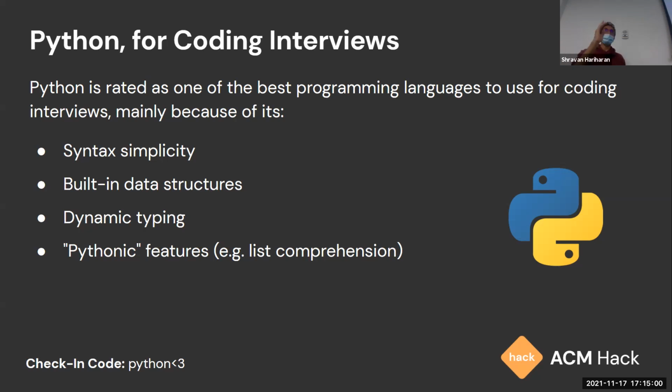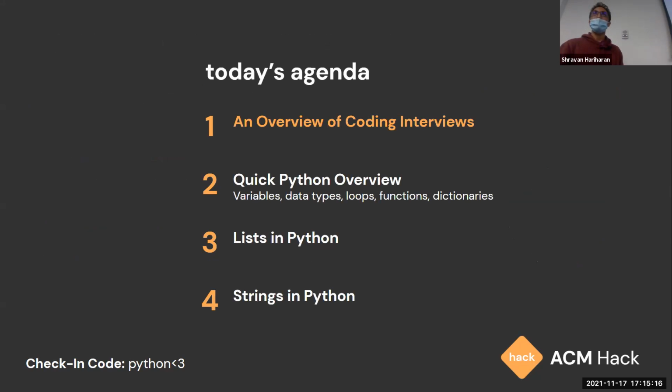And lastly, there are a lot of Pythonic features, which are specific to Python and don't exist in other languages, like list comprehension, which we'll spend a bit of time talking about. List comprehension is a very cool Python feature, so we'll go over that later.